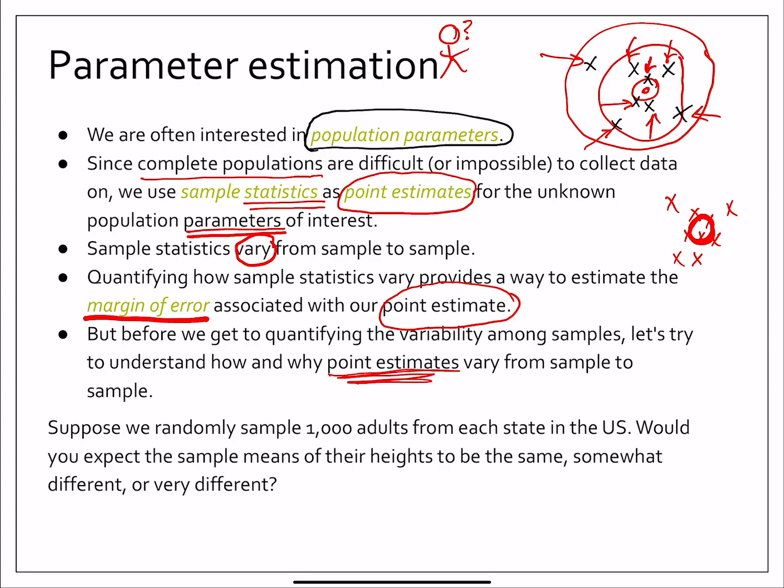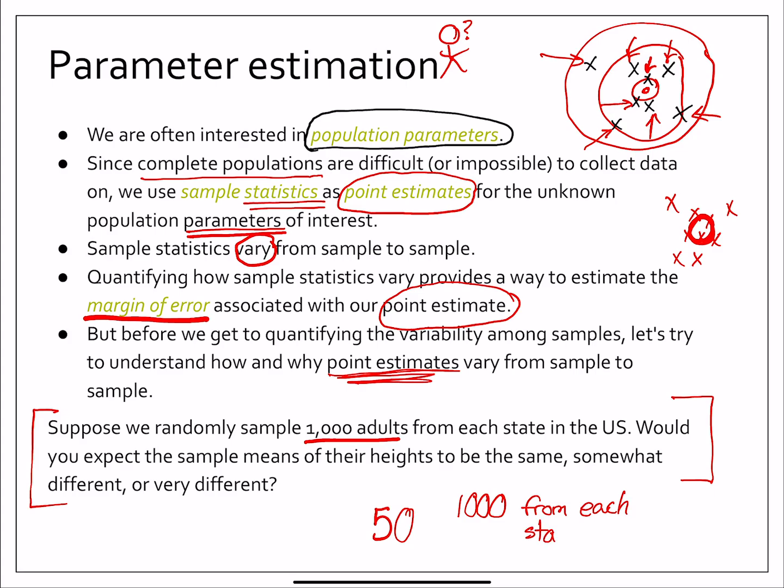And actually, we have an example here. So let's look at this example right down here. In this example, what we're doing is we're taking a random sample of 1,000 adults from each state, right? How many states are there? There are 50 states. And we're taking 1,000 adults from each state. So 1,000, that's key, from each state, right?